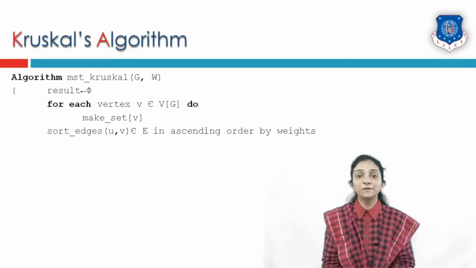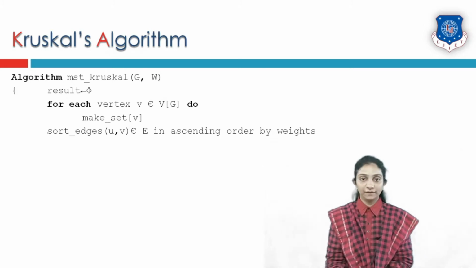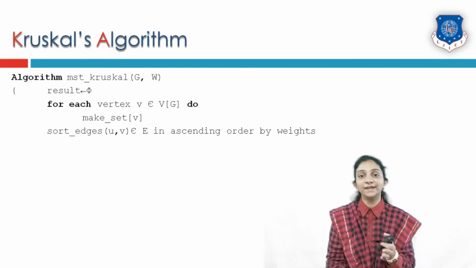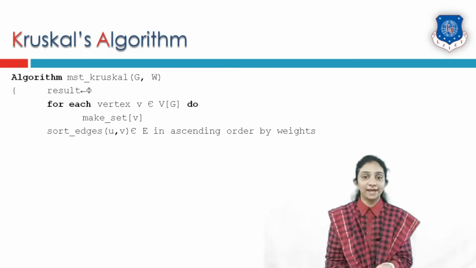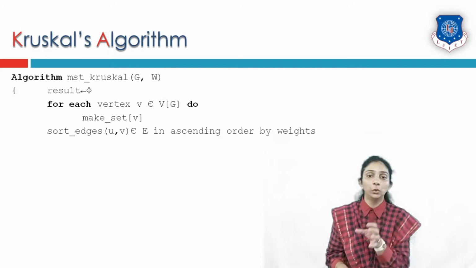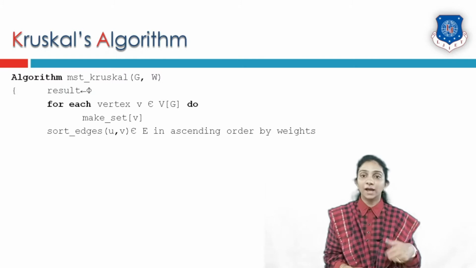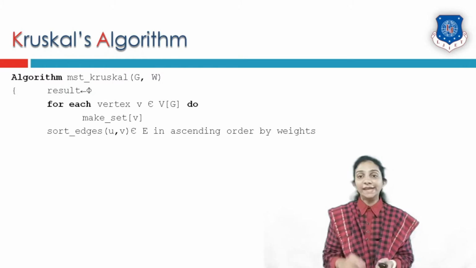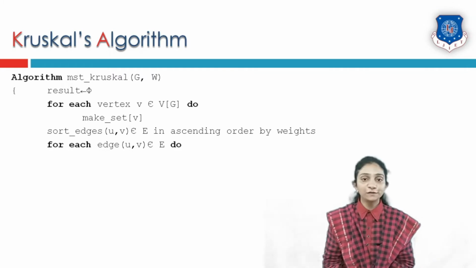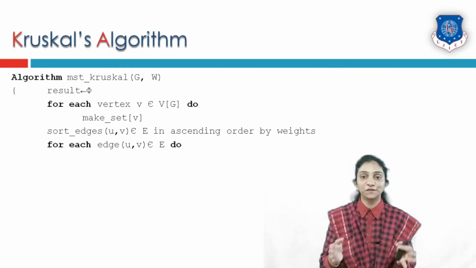Next step is to sort edges of graph. Now, if edges of graph are present in set E, each edge u comma v, from vertex u to vertex v, has some weight. They should be sorted in ascending order of their weight.